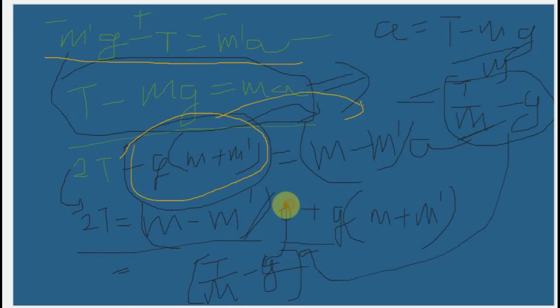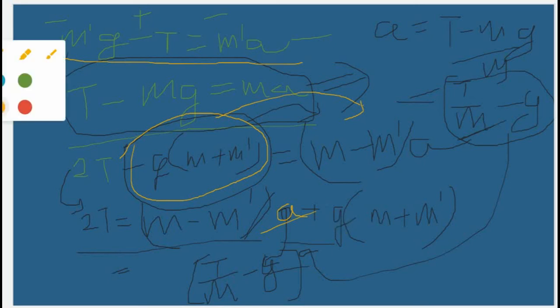So look at first, m minus m prime into acceleration plus g into m plus m prime. Then we have to write acceleration in terms of g. So from this equation, I write in red mark, from this equation we get the value of acceleration.